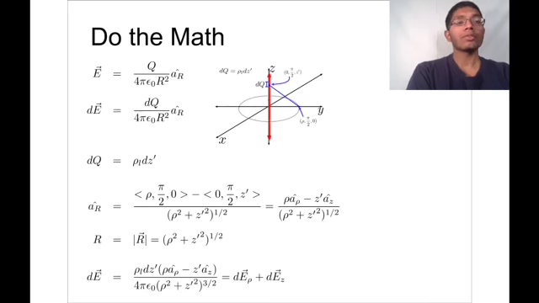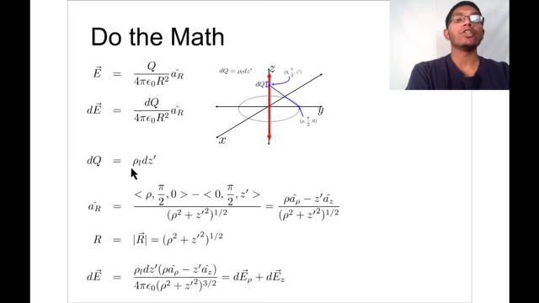Now let's actually go through the math and see how we solve this question. So we know for a point charge we have that E is equal to Q over 4 pi epsilon r squared. We've done this in previous videos. And for a differential element of E, well, we have a little bit of E is equal to a little bit of charge divided by this constant and r squared.